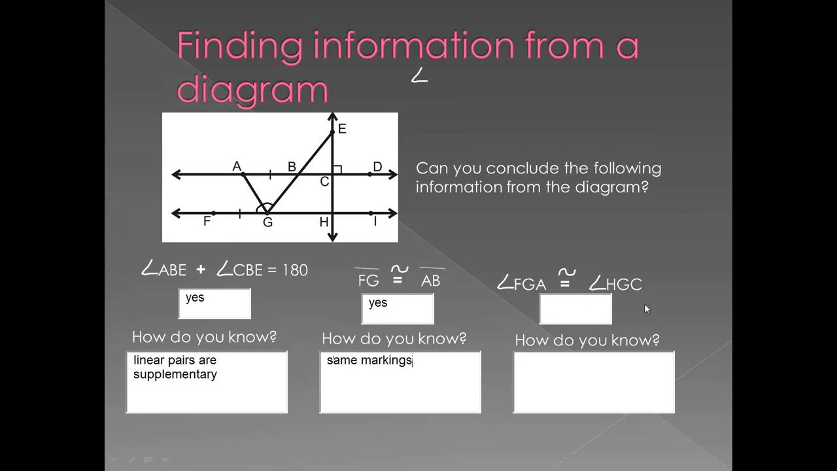All right, and then both have the dash, same markings. Any of those answers would be a good enough answer for how do you know. And remember, too, when you guys are doing this assignment, it does ask for both. It asks you to say, can you make that conclusion, and it asks you to tell why. So make sure you do both parts. If you haven't done that assignment already, make sure you remember to put that in there. All right, and the last one is angle FGA equal to HGC?